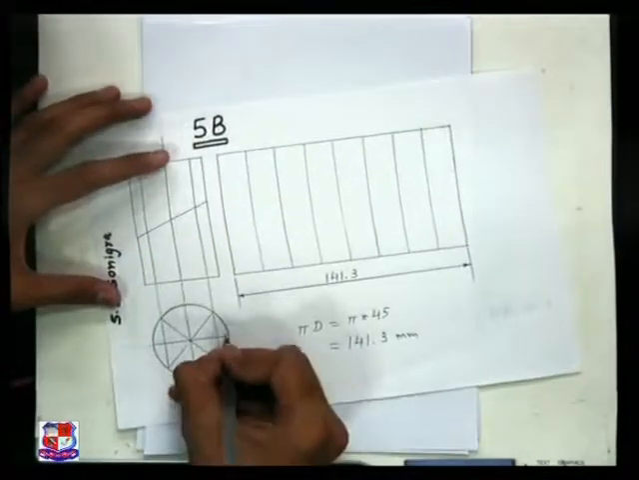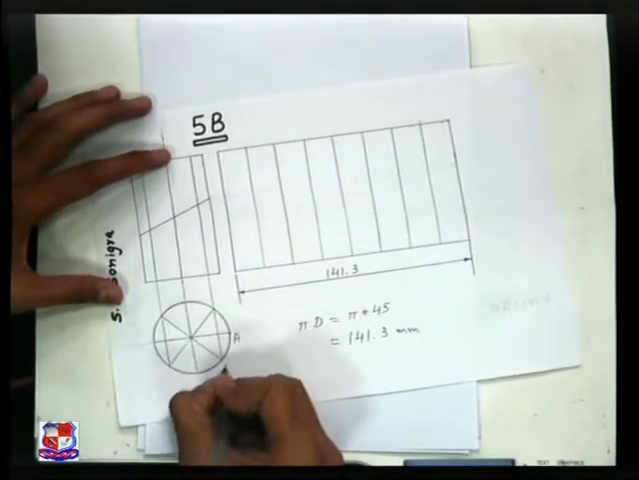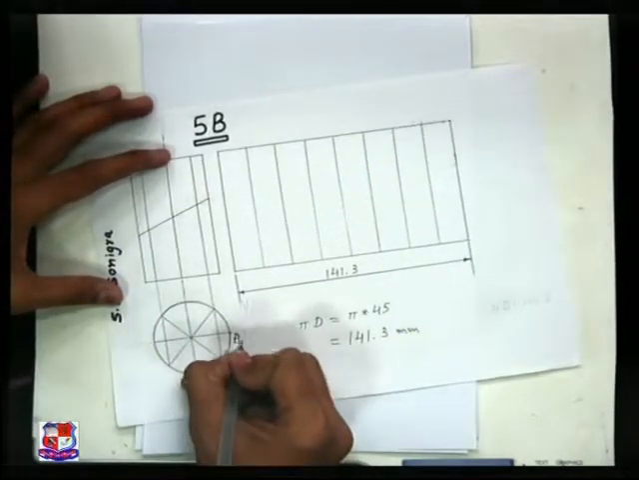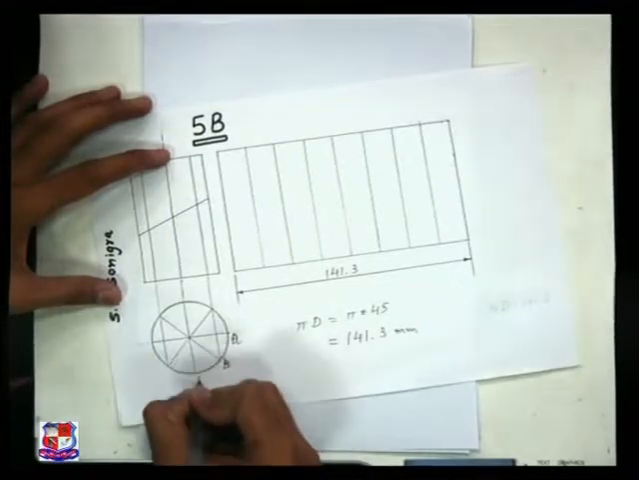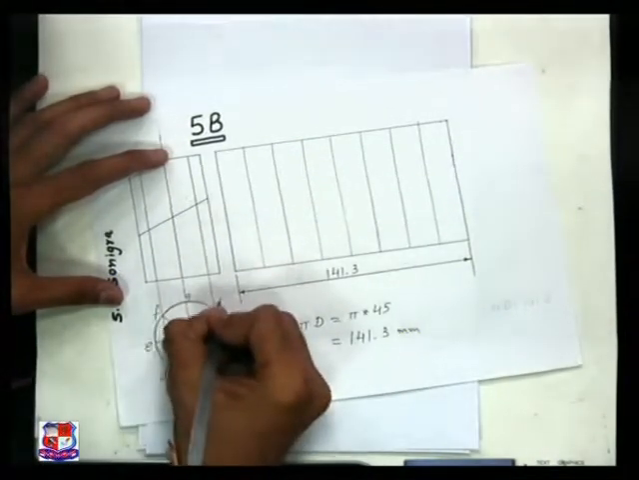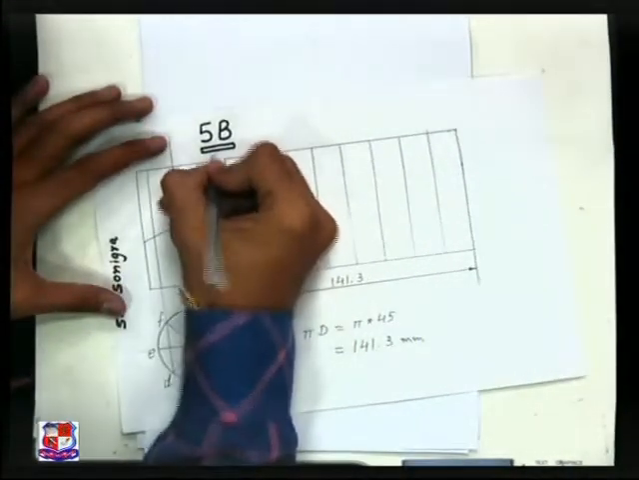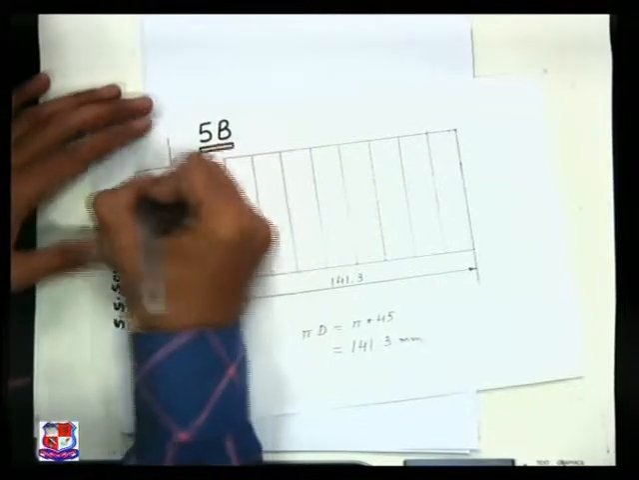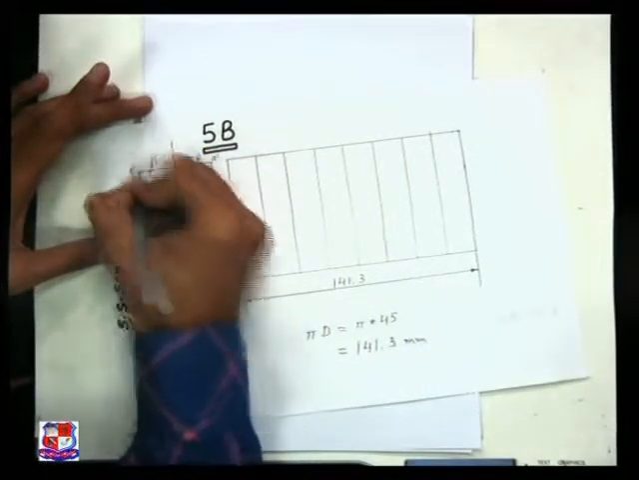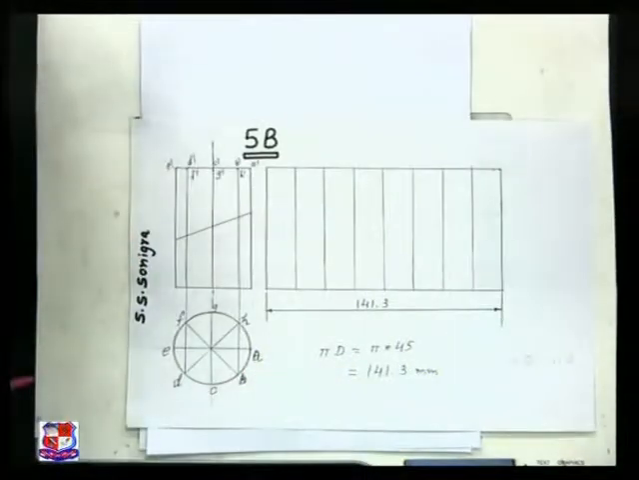So for that, let me pick up this point. This is point A, or we write small a, small b, c, d, e, f, g and h. Similarly here A dash, B dash, C dash, D dash, E dash, F dash, G dash and H dash would appear in the front view.